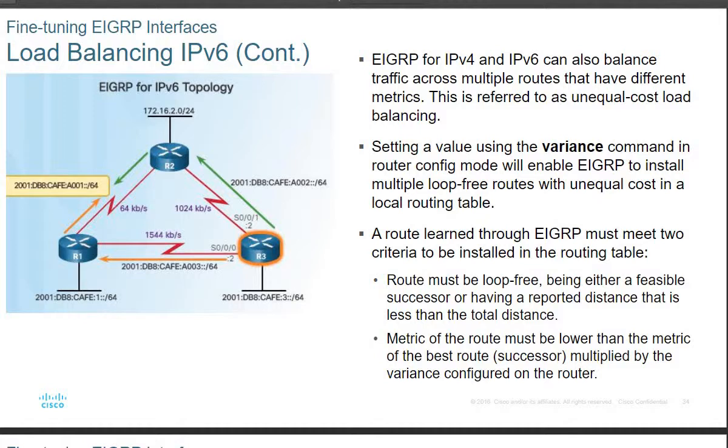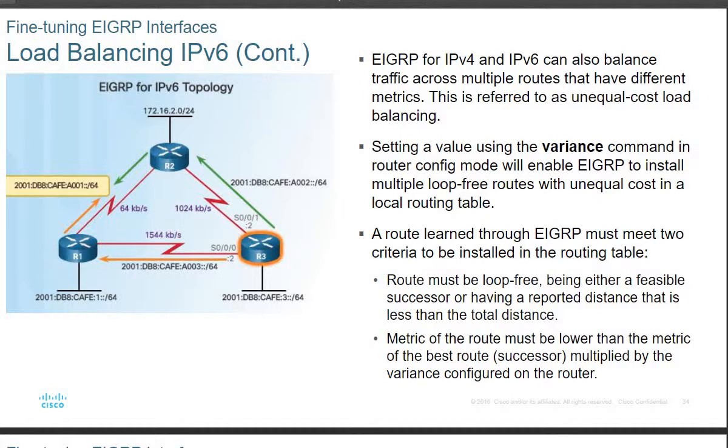Fine-Tuning EIGRP Interfaces: Load Balancing IPv6, continued. EIGRP for IPv4 and IPv6 can also balance traffic across multiple routes that have different metrics. This is referred to as unequal cost load balancing. Setting a value using the variance command in router config mode will enable EIGRP to install multiple loop-free routes with unequal cost in a local routing table.